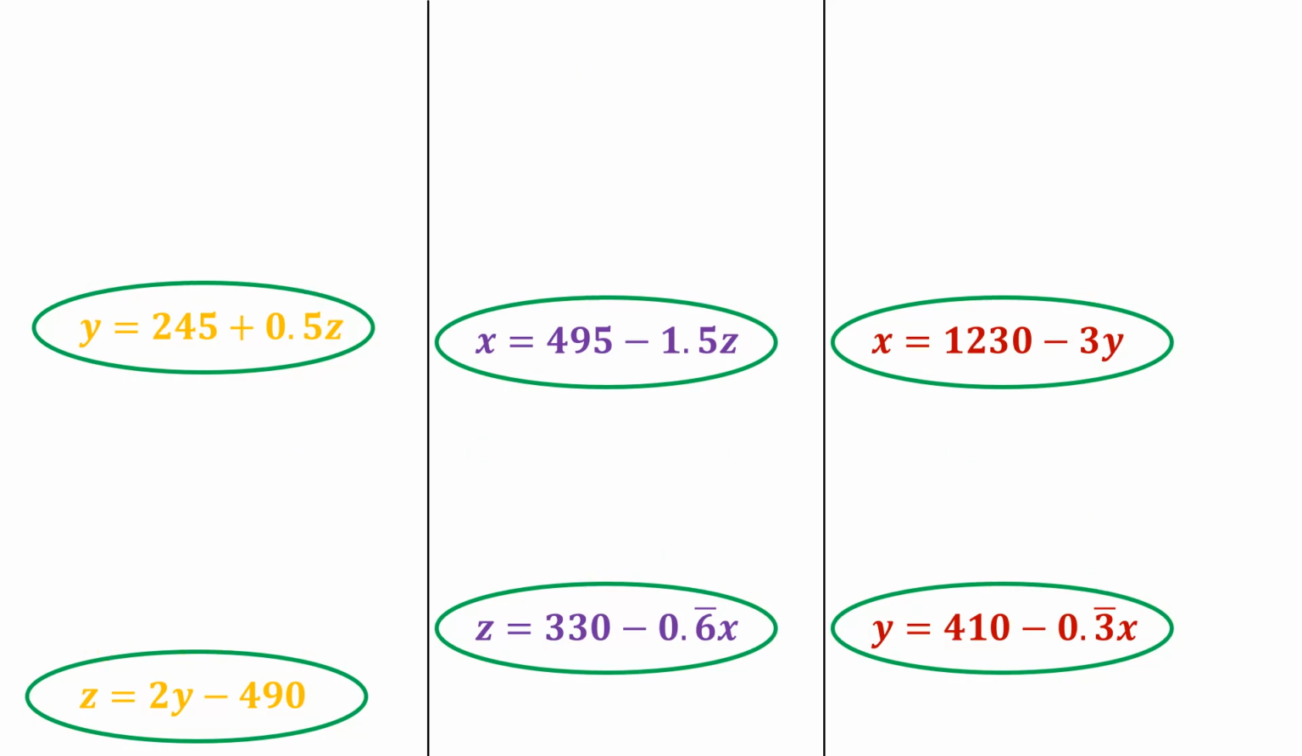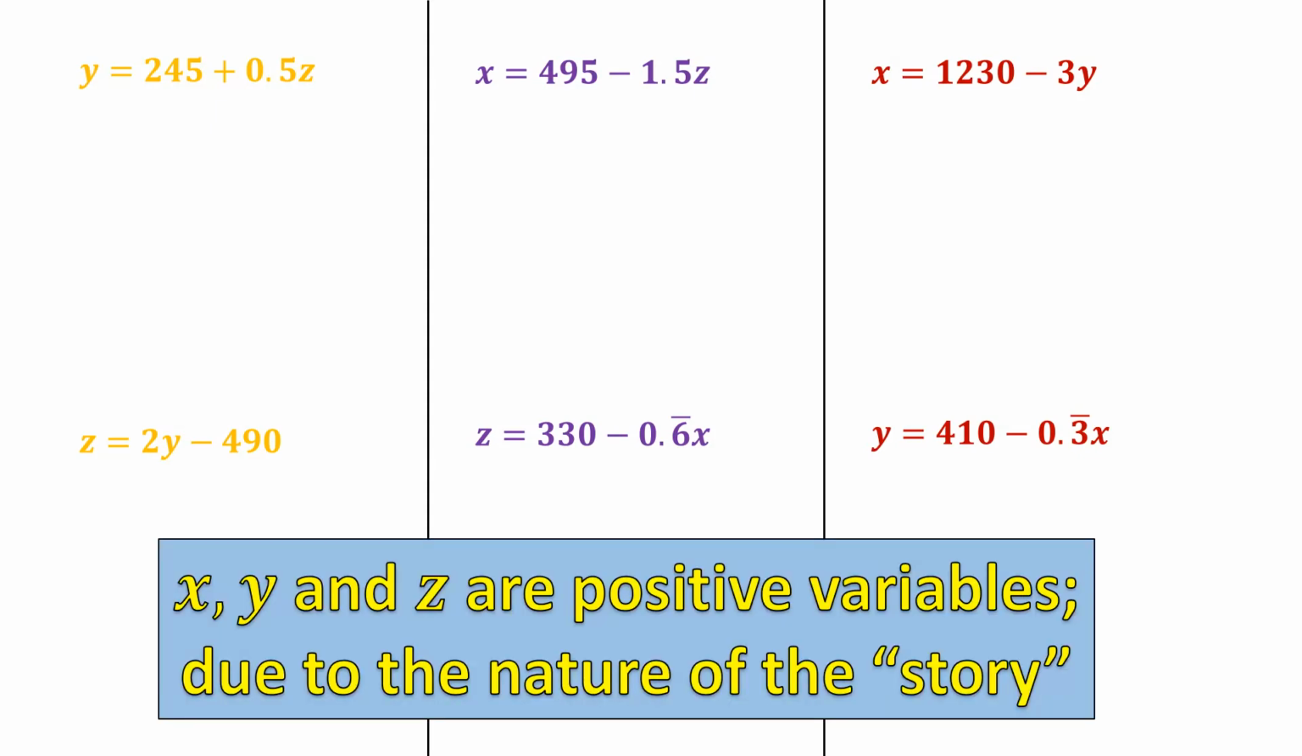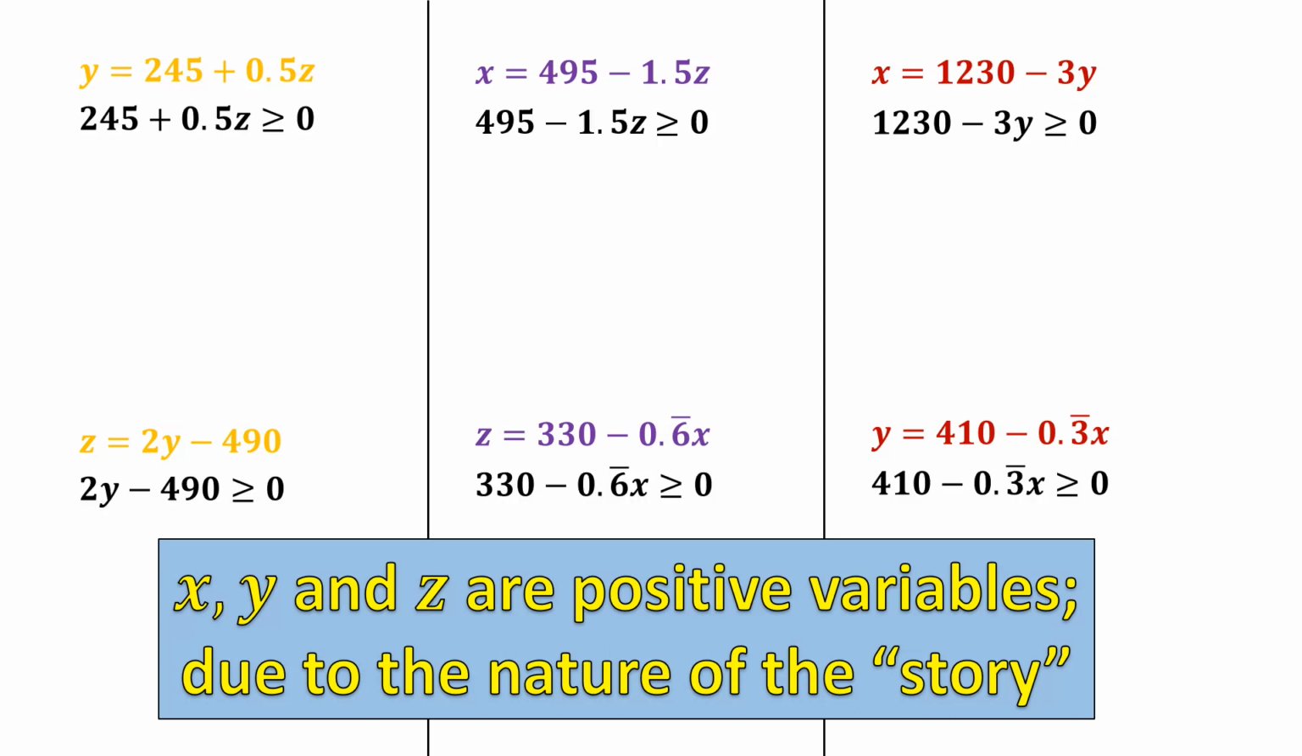2 of them have x equal to something, 2 of them have y equal to something, and 2 of them have z equal to something. Right, let's keep going. Now the key thing is all x, y, and z variables are positive. That's because we're talking about context and nature of a story. We cannot have negative 7 peters. So everything must be greater than or equal to 0. So we're going to take each of these statements and put them greater than or equal to 0.